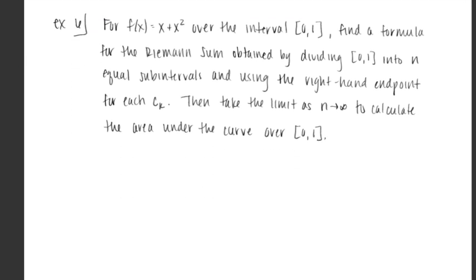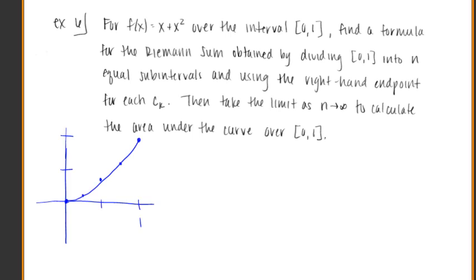Let's go to example 6, our last example for this section. We have another function, x plus x squared. We're going to look at it over the interval from 0 to 1. We're going to find the formula obtained by dividing 0 to 1 into n equal subintervals, so instead of specifically saying 4 or 5 or 6, and then we're going to use the right-hand endpoint for each value. Take the limit as n goes to infinity to calculate the area under the curve over 0 to 1.